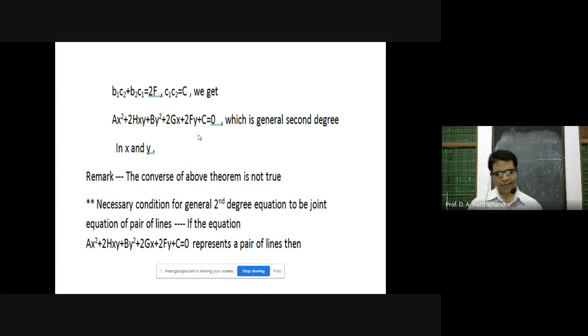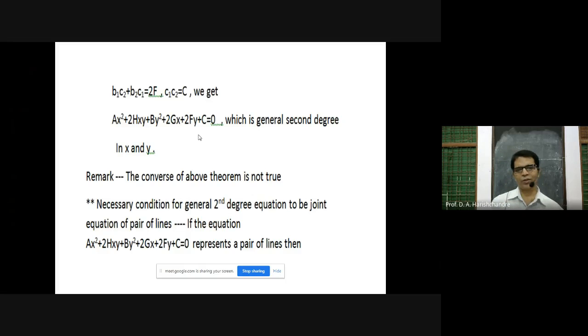So that above equation can be written in the form ax square plus 2hxy plus by square plus 2gx plus 2fy plus c is equal to 0. Okay, and you'll observe that this is the general second degree equation in x and y. Hence, we have proved that if you are taking any two lines in the plane, okay, and obtaining their joint equation, that joint equation can be transformed into general second degree equation in x and y.